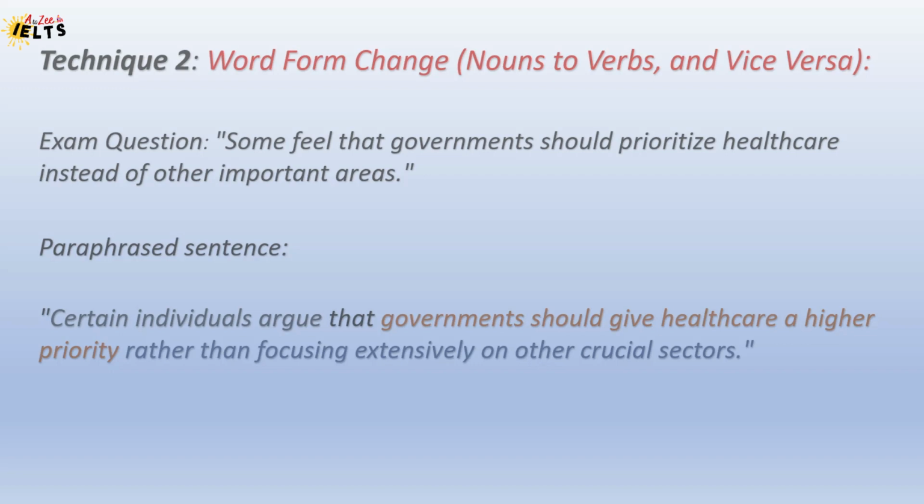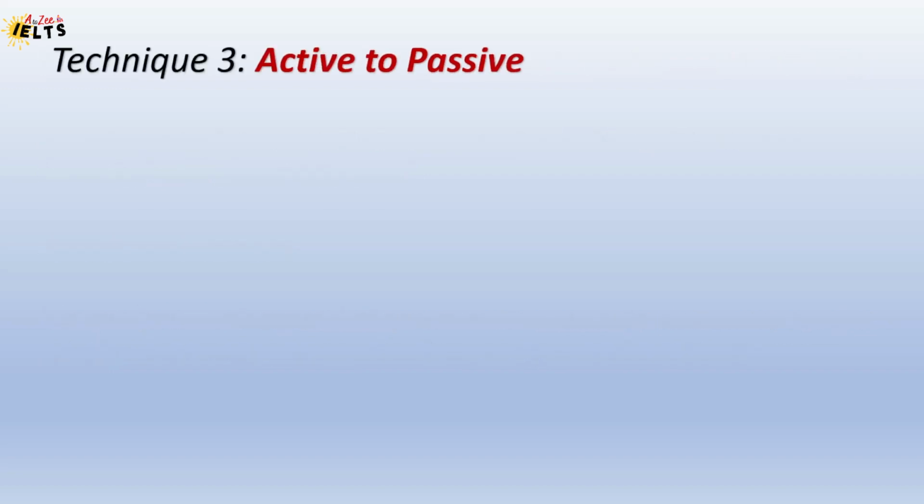Technique 3. Active to passive and vice versa. Our third technique focuses on manipulating sentence structure by switching between active voice and passive voice, all while conveying the same essential information.